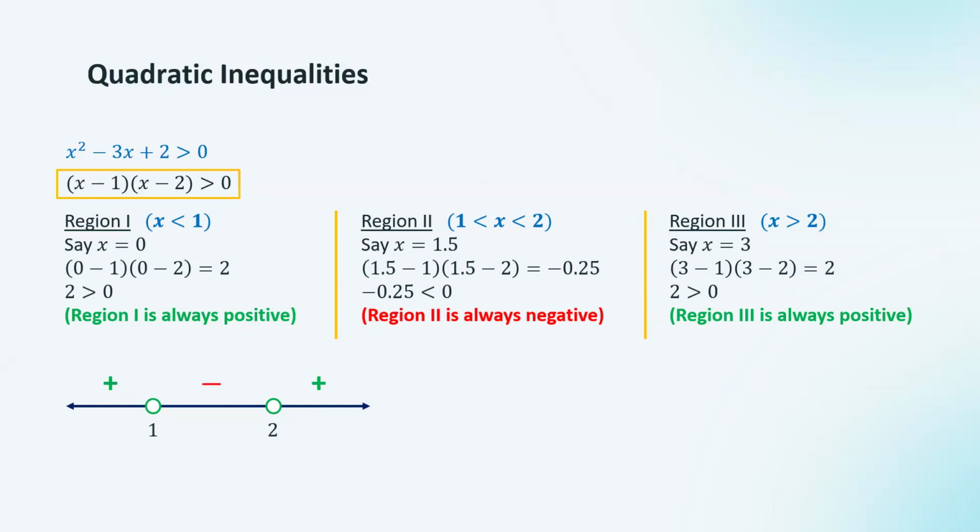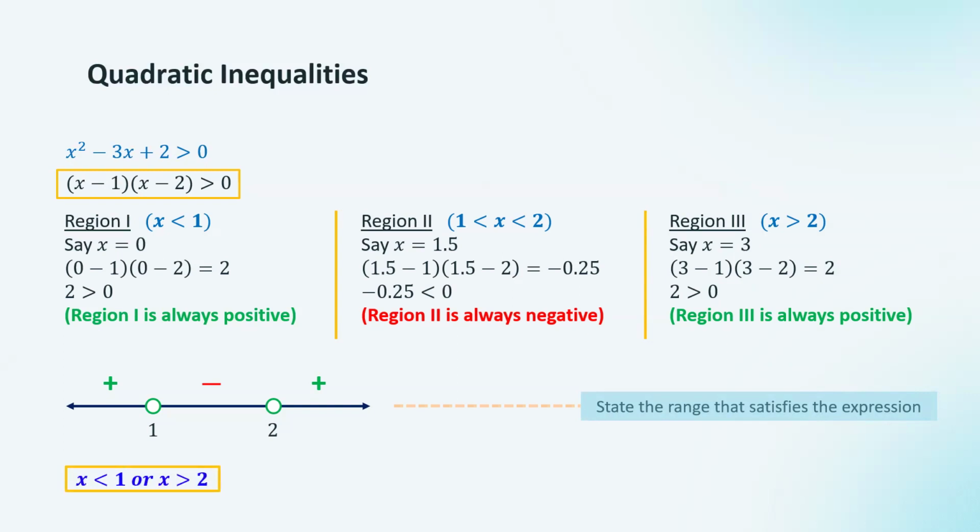Because it's going to be negative, right? So we have to state the range that satisfies the expression, which is region 1 and region 3. The range for region 1 is x less than 1, and region 3 will have a range of x bigger than 2. So the result is x less than 1 or x bigger than 2. And as you can see, since there is no equal sign, x equals 1 and x equals 2 are not included. Okay, next example.